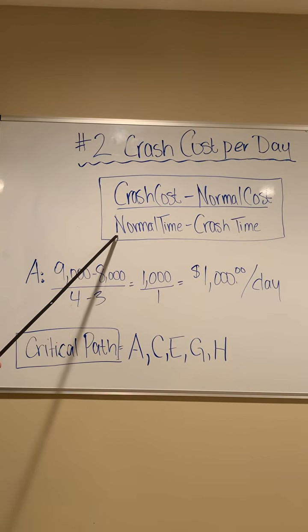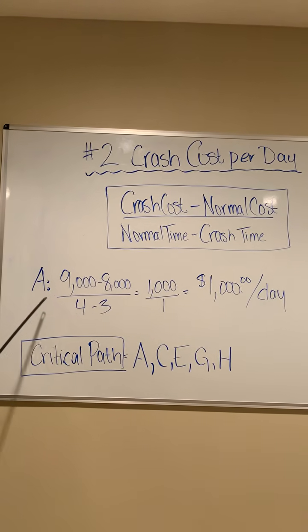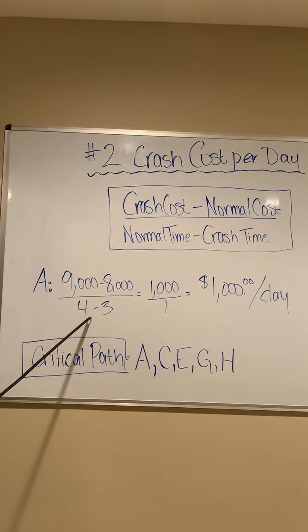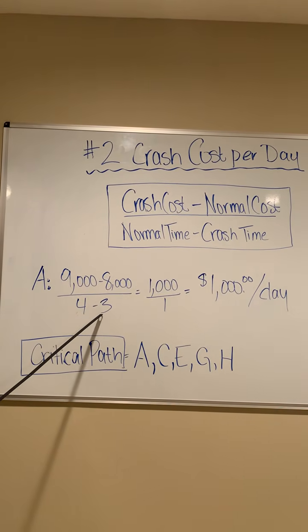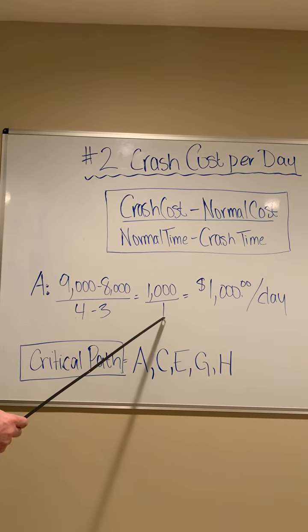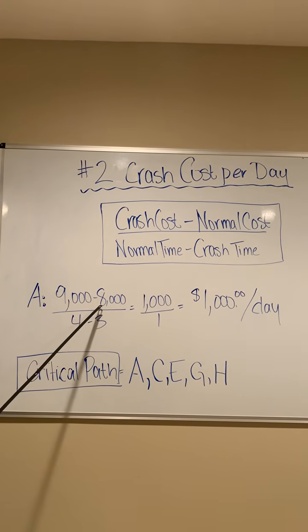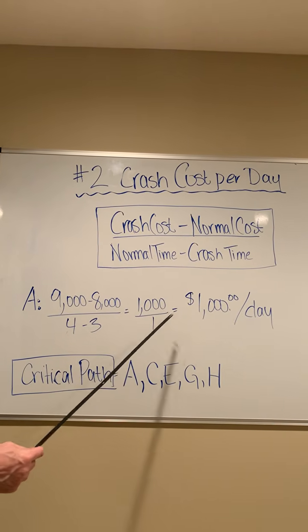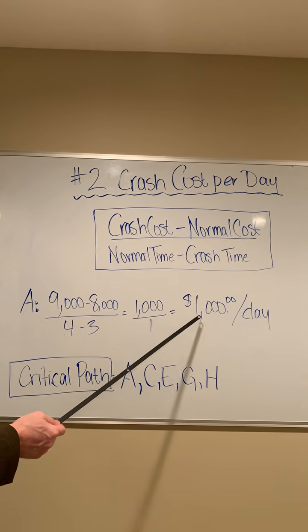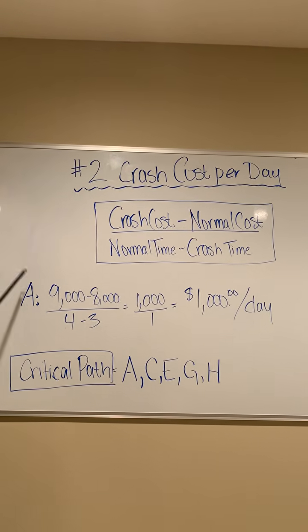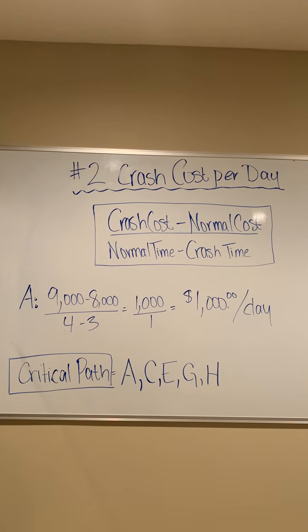Now the normal time for activity A to be completed was 4 days, but we want to shorten it. We want to shorten it to 3 days. So when we subtract 4 minus 3 gives us 1, 9,000 minus 8,000 gives us 1,000, and when we divide that, we get a result of $1,000 per day for activity A if we are going to crash it.